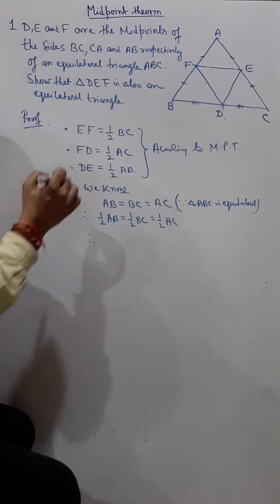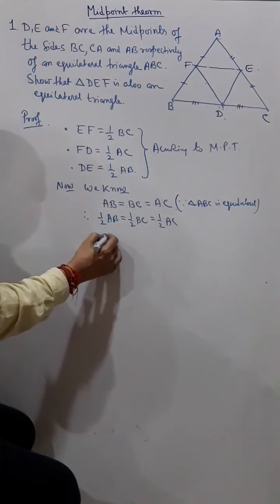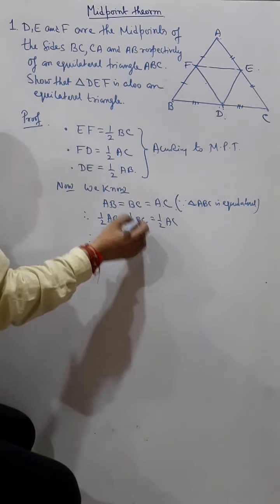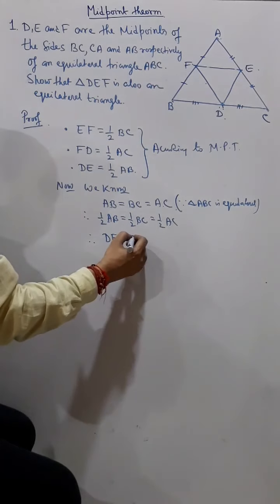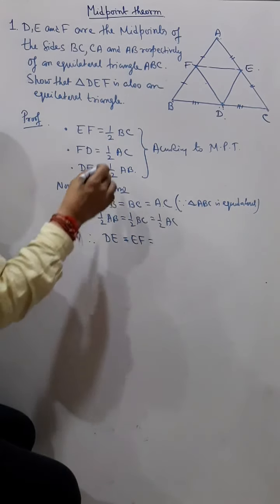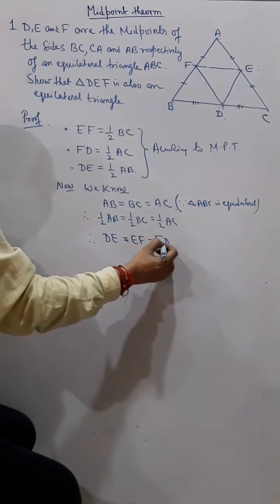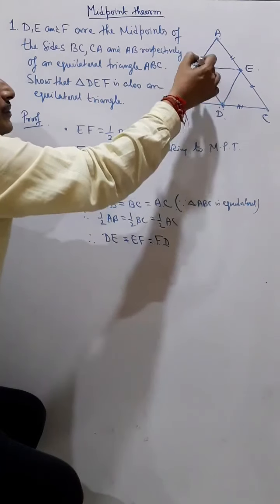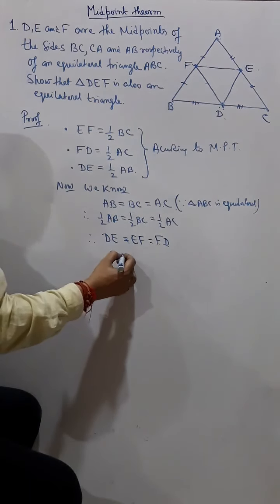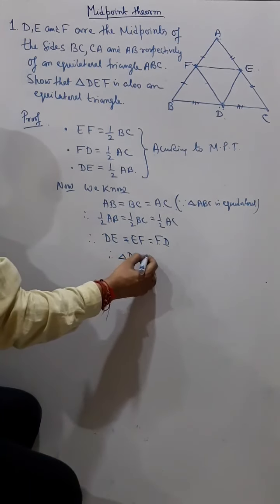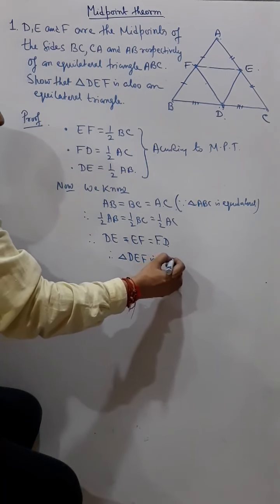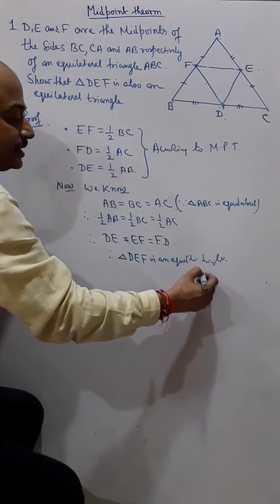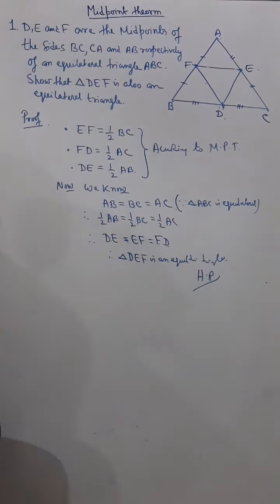And now we can say that half of AB means DE and half of BC means EF and half of AC means FD. So understand, DE equals EF equals FD, and therefore finally we can say that triangle DEF is an equilateral triangle. Okay, equilateral triangle, and hence proved. Okay, understand?